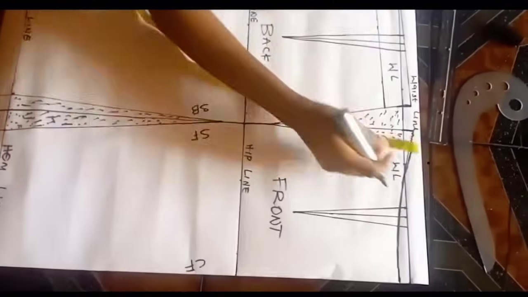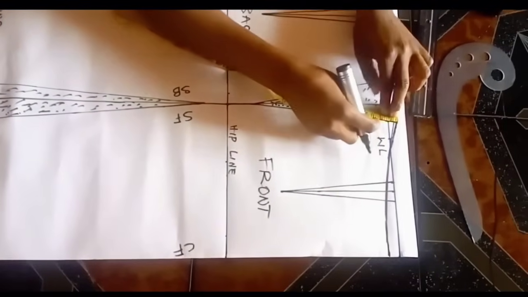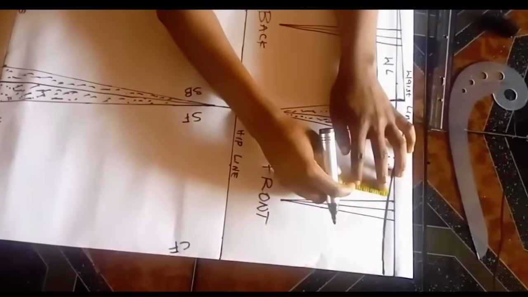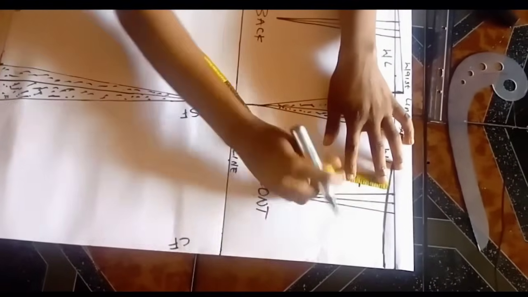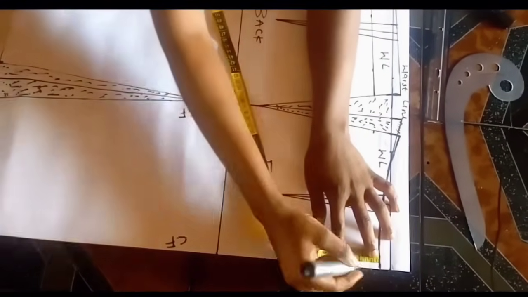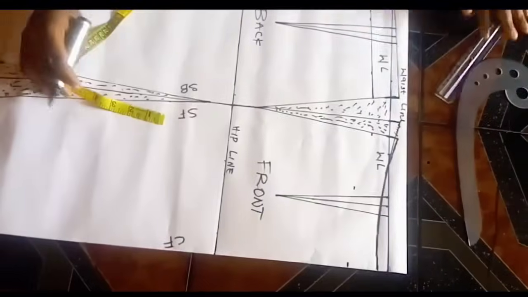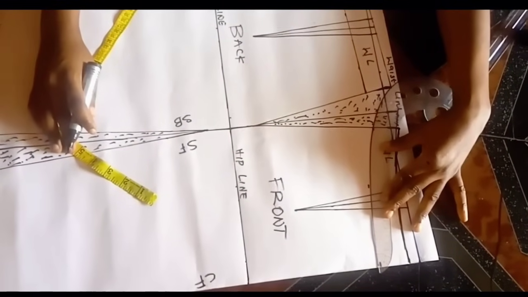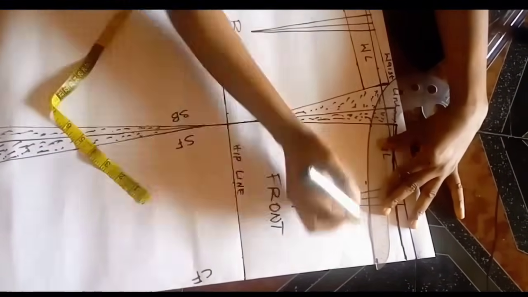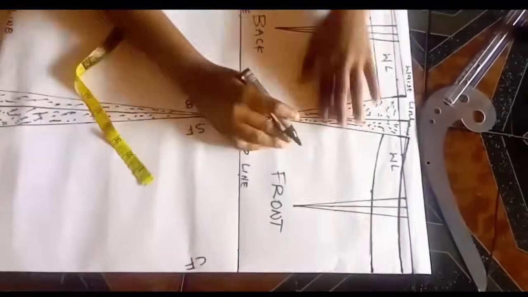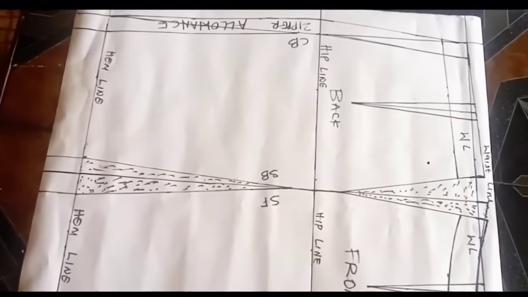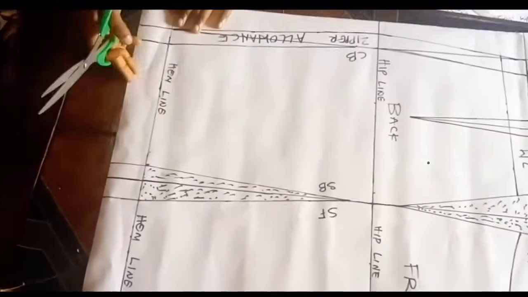So you also want to do that for the back. You want to mark 1.5 inch depending on the size or the height of the band you're making use of. For me, I'm making use of 1.5, so I'm going to mark 1.5 and then follow the waistline curve and then connect it. Go ahead and cut out this pattern. So this is what we have.